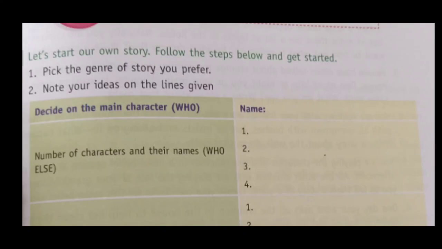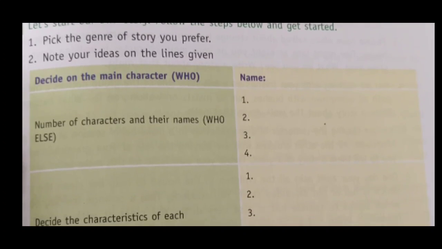First thing is, you have to pick the genre of the story you prefer. So which genre you are going to write should be selected first. The next one, note your ideas on the lines given. These are the ideas to get your story ready. First thing is decide on the main characters. So who are the main characters? The number of the characters and their names. So who else must be there?